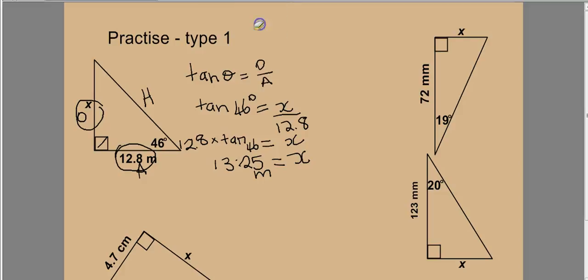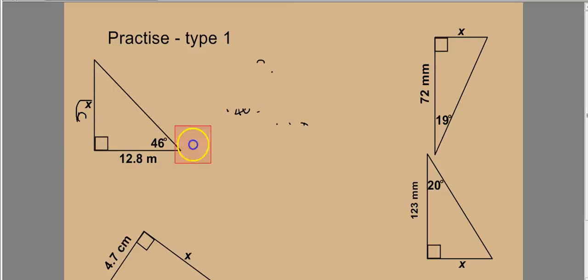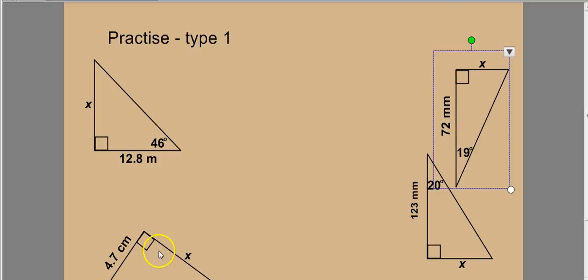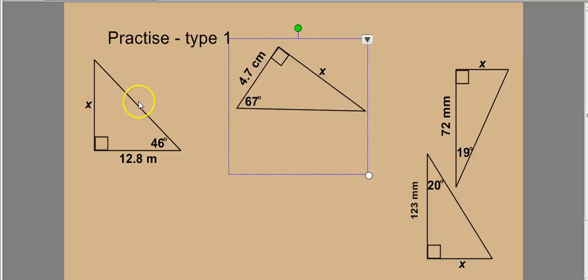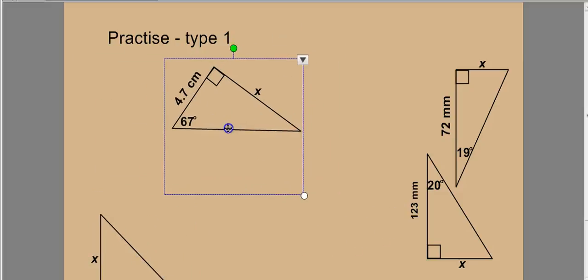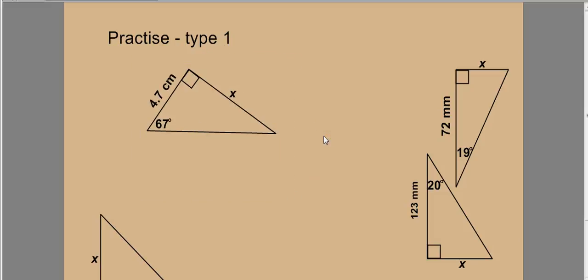So let me just get my good old eraser out, and we'll move this one across. Actually, let's do this one instead because it's a little bit interesting looking, and it'll really determine whether or not you know what you're doing with the labelling. Okay, so first step of any trig problem, label the triangle. Let's go with a different colour this time.